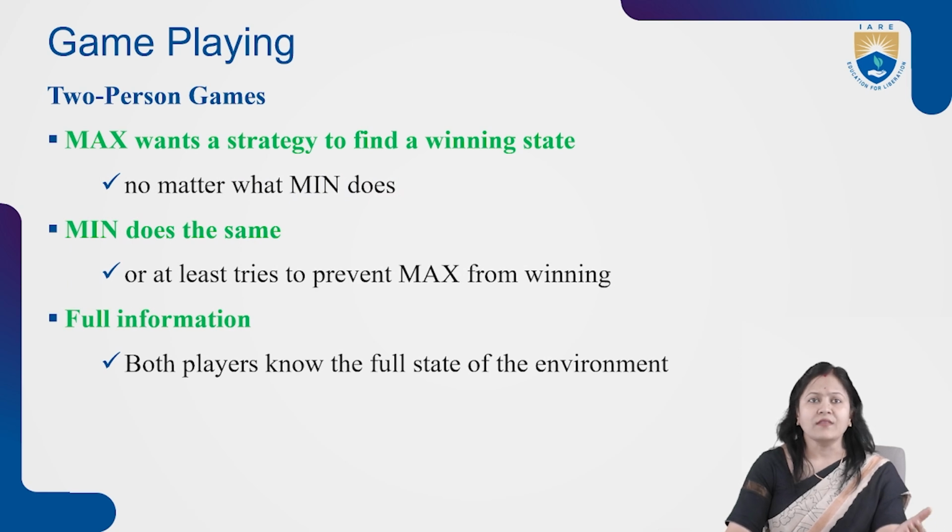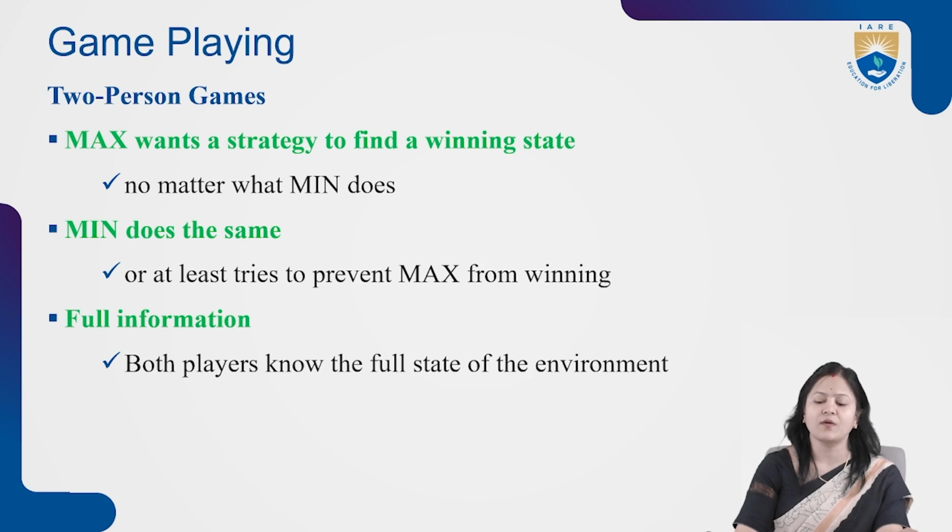In this two-person game, Max wants his strategy to find a winning state. That means no matter what Min does, the Max player will always try to win the game, and the Min player will also try to win like the Max player, or at least try to prevent Max from winning. And one important concept in a two-person game is the full information and partial information.